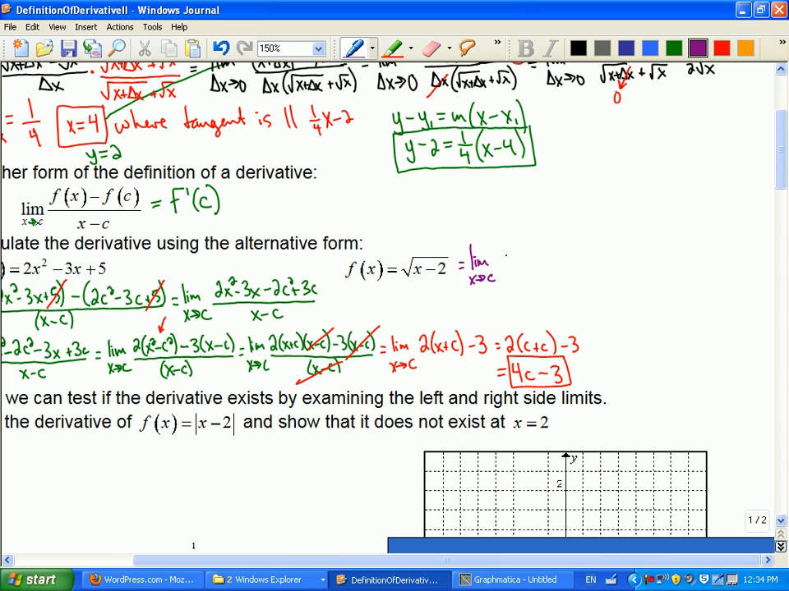So this time I have the square root of x minus 2. I'm going to take away the square root of c minus 2. And now I'm going to multiply through by the conjugate, same techniques we learned in limits. So it'll be root of x minus 2 plus root of c minus 2, and we have the whole thing on the bottom here. And this one actually comes out pretty quickly, because now when I subtract them, I'm going to have x minus 2 take away c minus 2.